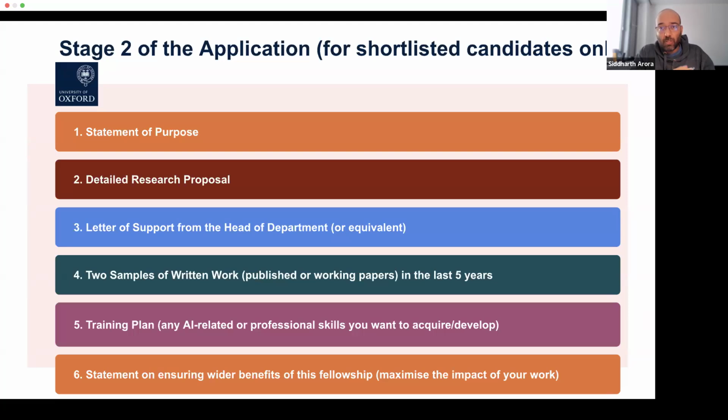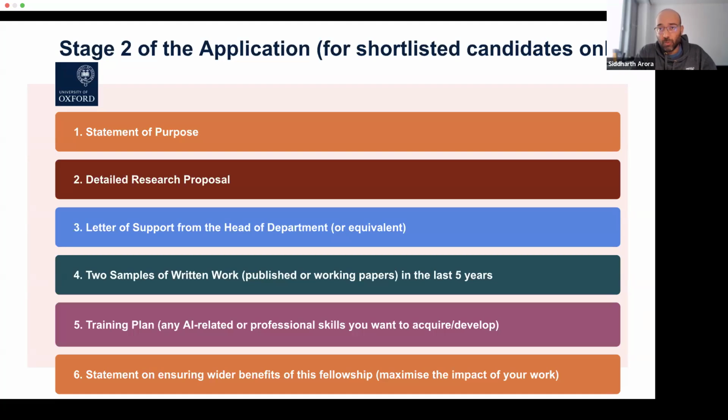You can be a co-author or a senior author or a first author, it doesn't matter, as long as it's a paper where you are at least a co-author. And we would request that you specify what your contributions are for that particular paper. A training plan, whether you want any AI-related or professional skills that you want to acquire or develop during the 3 years of the fellowship. So it's quite tailor-made, as Ben said. And finally, a statement on ensuring wider benefit of this fellowship. So how do you want to maximize the impact and how can we help with that?